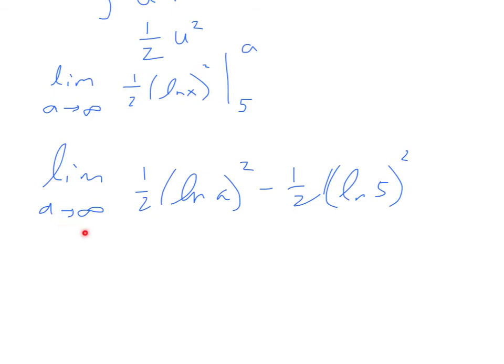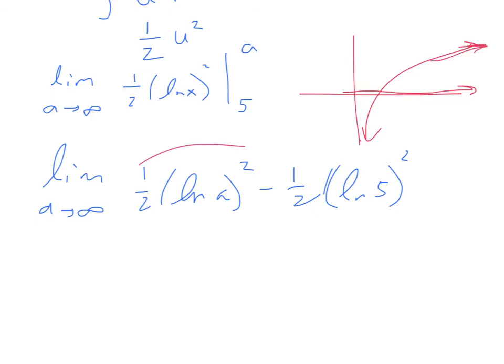What happens as a approaches infinity? We have the natural log of infinity. Well, if you picture the natural log function, natural log goes like this. As we go towards infinity on the x-axis, the function is going up towards infinity. That means that this right here is infinite, and I have infinity minus 1/2 the natural log of 5 squared. This clearly diverges.